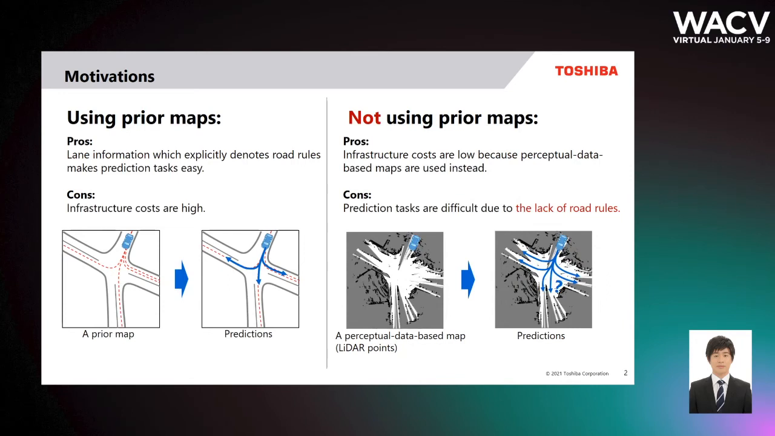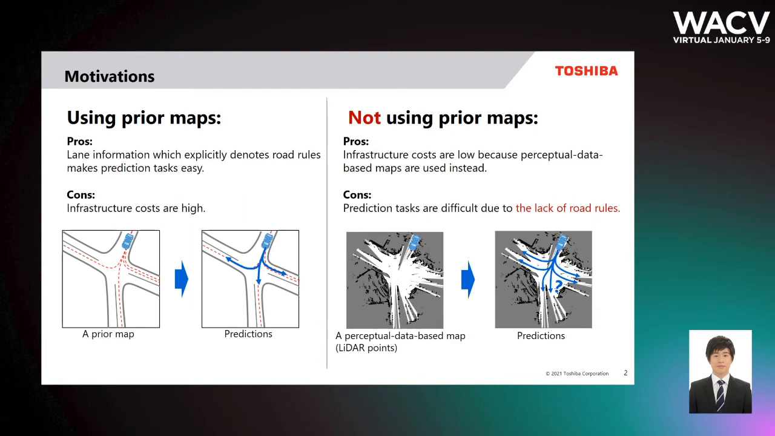We can classify map usage into two types. One is using a prior map and the other is not using a prior map. For example, a prior map is an HD map that contains lane information, as shown in the lower left image. Lane information makes prediction tasks easy because this information denotes road rules such as legal traffic direction and valid paths through intersections. However, the cost will be higher when we create such a map in all areas.